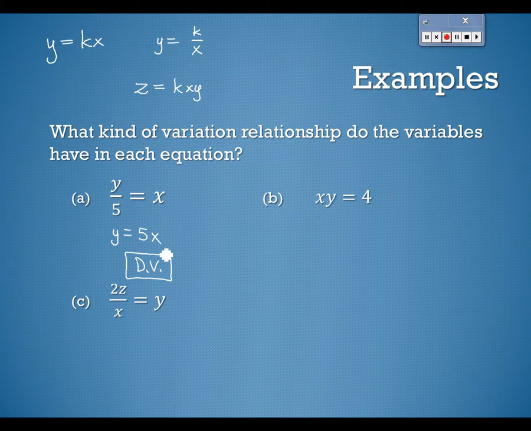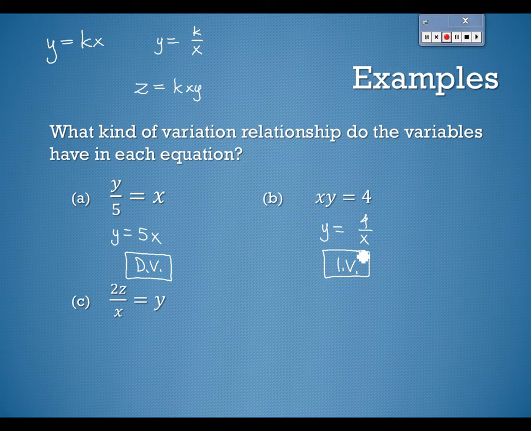What about B? Inverse. Okay, convince me, because it doesn't look like any of the forms. Maybe divide both sides by x so that we get y equals 4 over x. And then I think we can all be convinced that this is inverse variation.